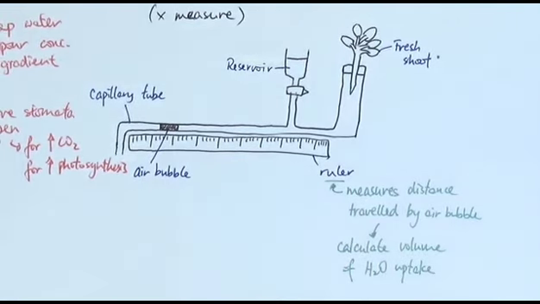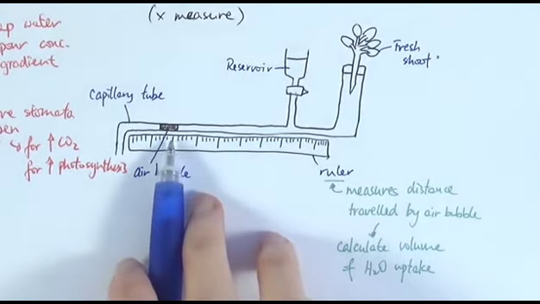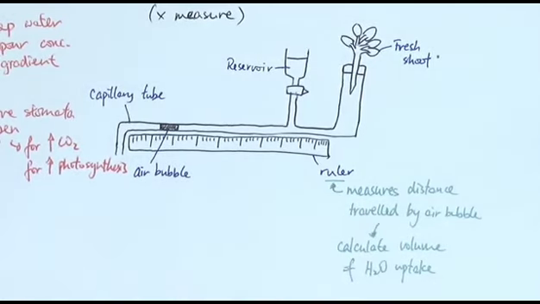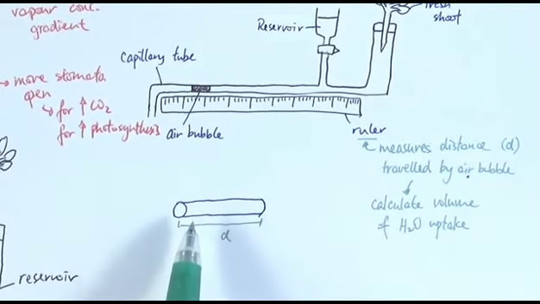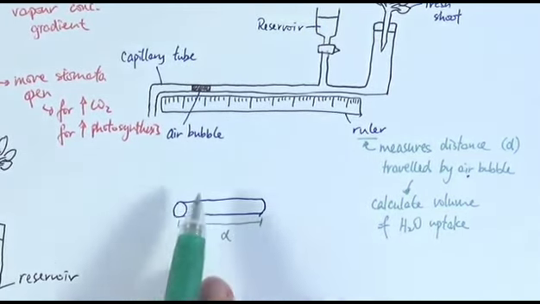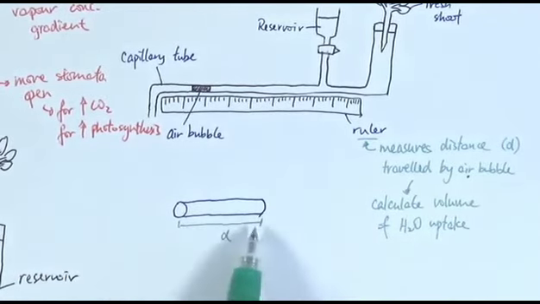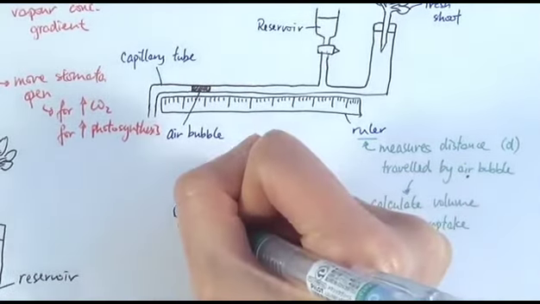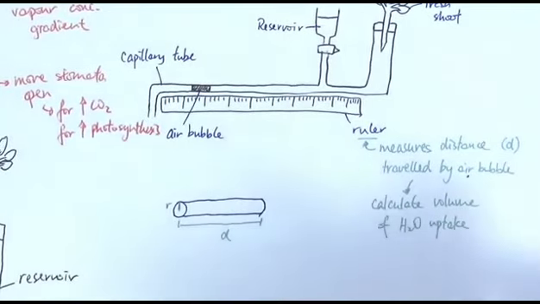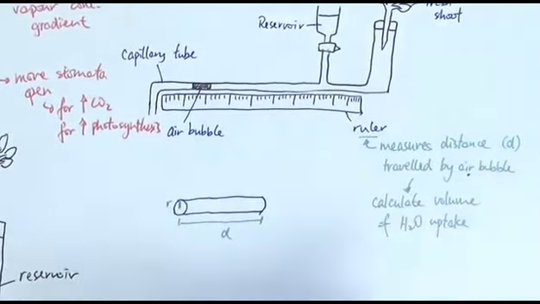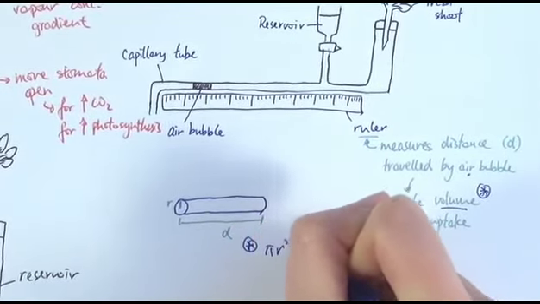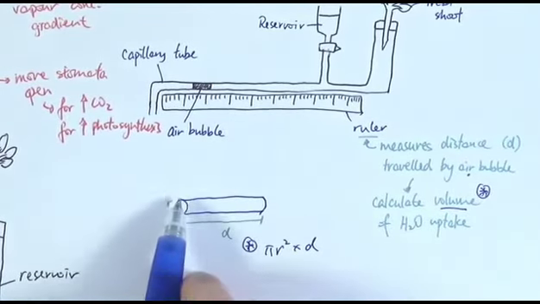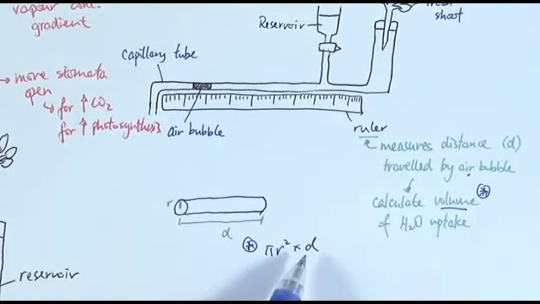Usually people get a bit confused with this question, because they don't know how to convert from the length to the volume, keeping in mind that the capillary tube itself is a cylinder. So you basically need to calculate the volume of a cylinder. Imagine the air bubble has traveled this much, so that is the distance traveled, and the question will probably tell you the radius of the cylinder itself. So the volume uptake here is the volume of the cylinder, which is pi r squared times d. You calculate the cross-section area of the circle, pi r squared, times the distance traveled, then you get the volume of water uptake.